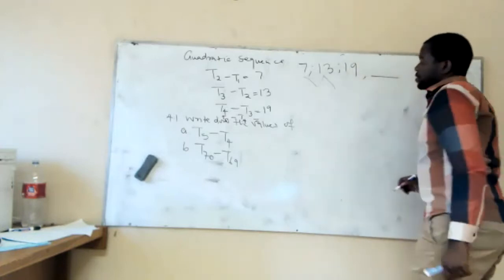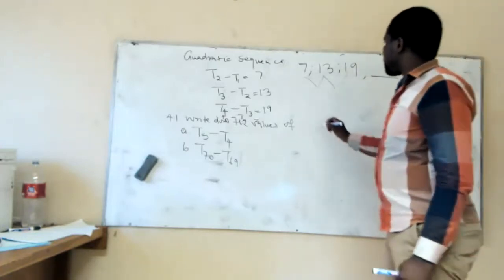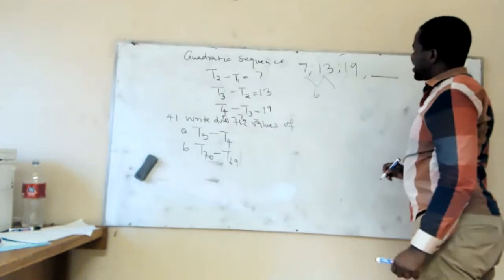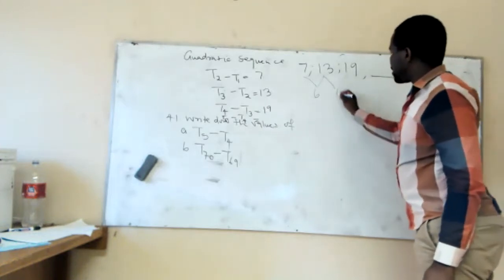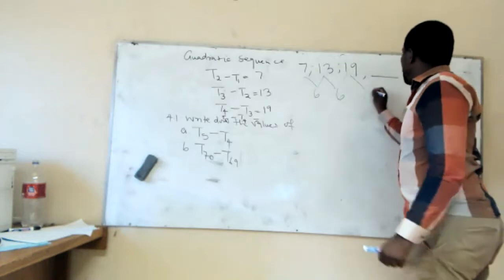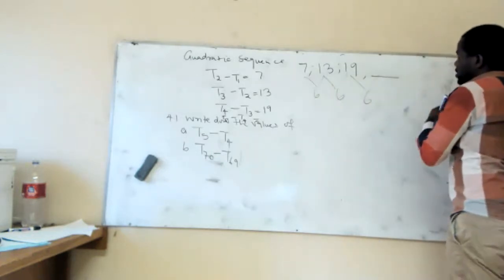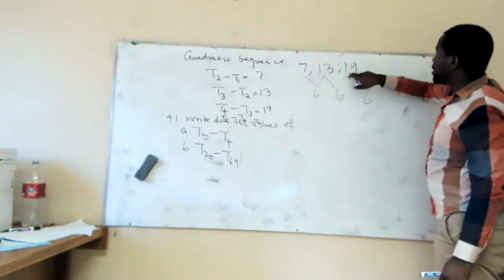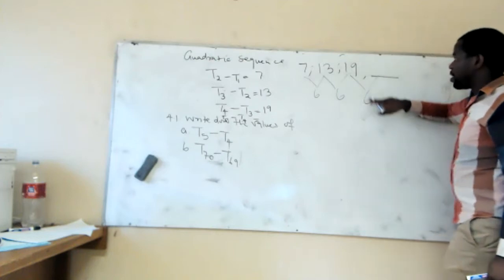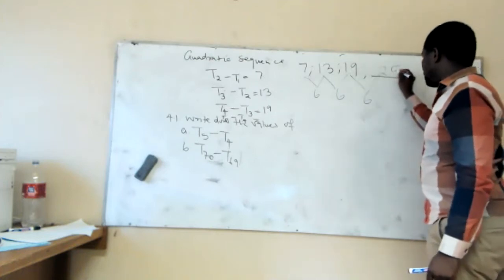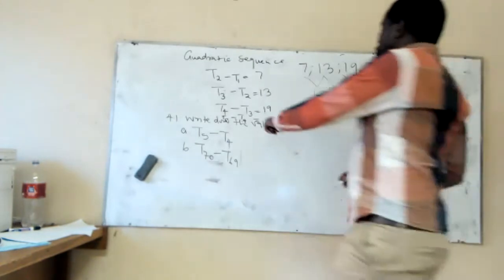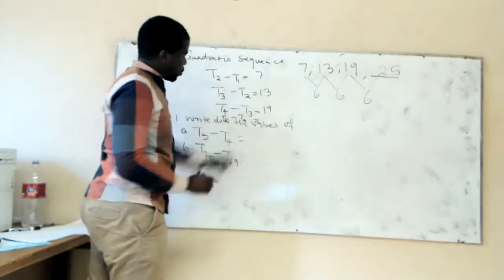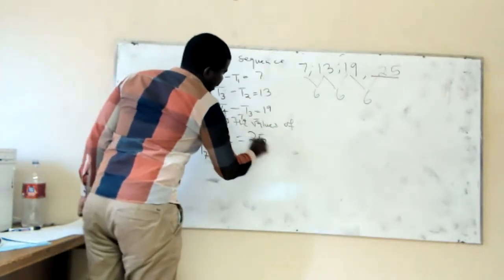What is 13 minus 7? It is 6, right? And then 19 minus 13 gives an answer of 6. Therefore, we have a common difference here. If you have a common difference, to get the next term you add 6 to 19. So 19 plus 6 gives you an answer of 25, which is what we are looking for here. T5 minus T4 is the next term of this sequence.